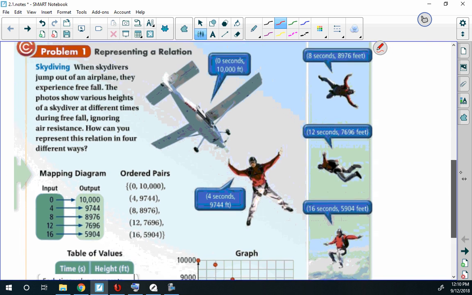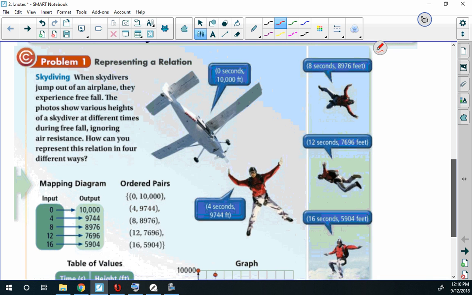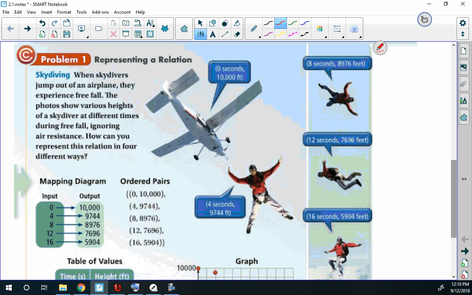Anyway, problem number 1. Somebody's jumping from an aeroplane. They've got a mapping diagram. They've got the ordered pairs. Notice, oh, I like this. Look what they did when they listed out these ordered pairs. Do you see how they did put the braces after all? That's awesome because it's a set of ordered pairs. So they wrote out the ordered pairs.